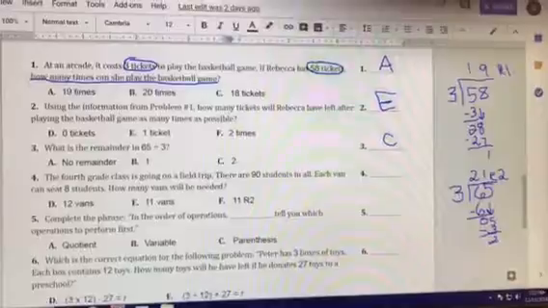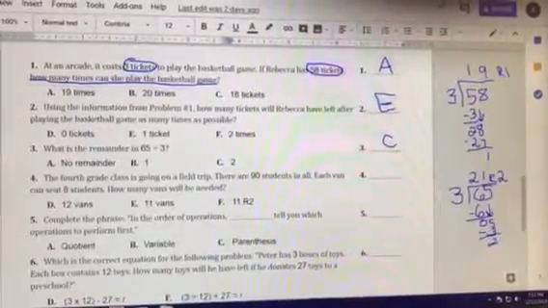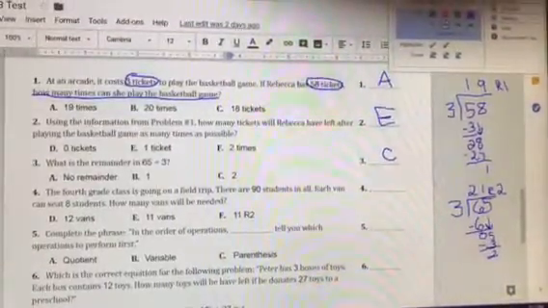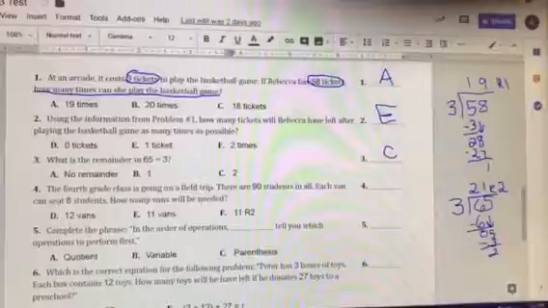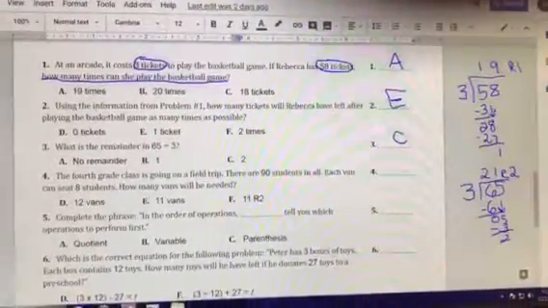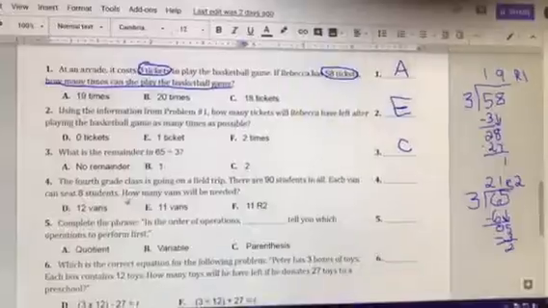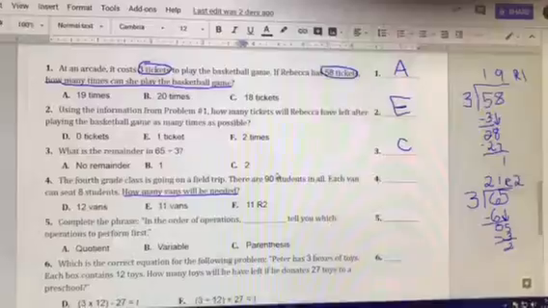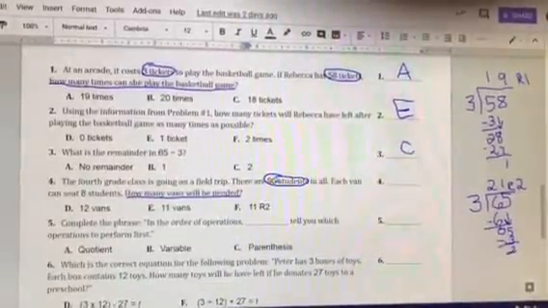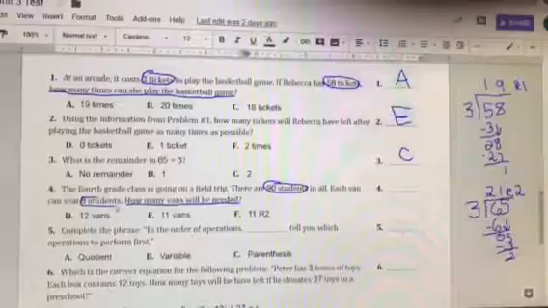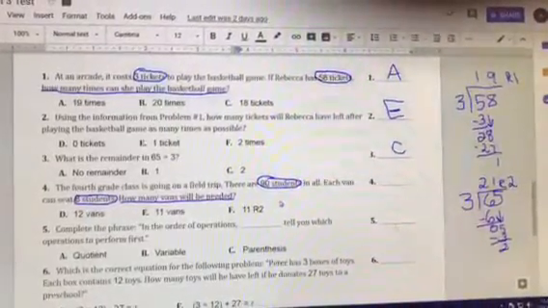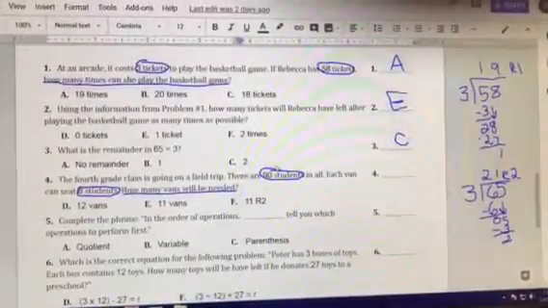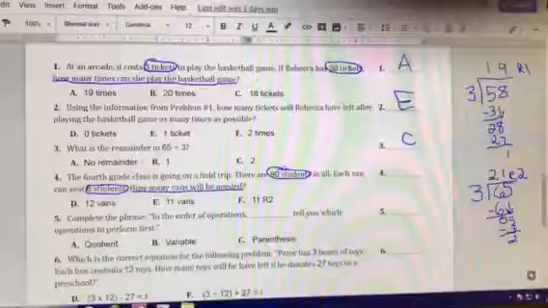Number 4 says that the 4th grade class is going on a field trip and there are 90 students in all. It says that each van can seat 8 students, so how many vans will be needed? So this, once again, we can underline our question, which is how many vans are needed. And our important information is there are 90 total students, and that each van can sit 8 students. So this is a grouping, once again, where we're trying to see how many groups of 8 will fit so that our 90 students can be seated in the vans.